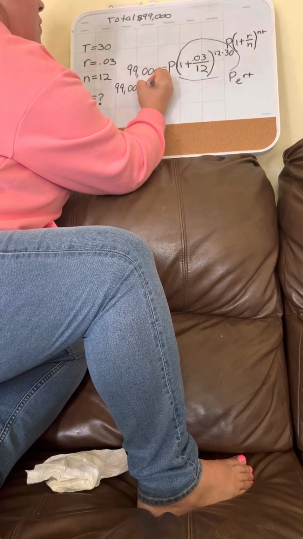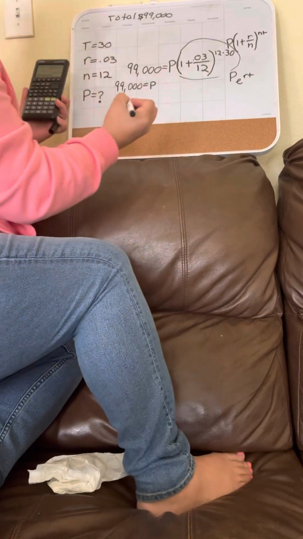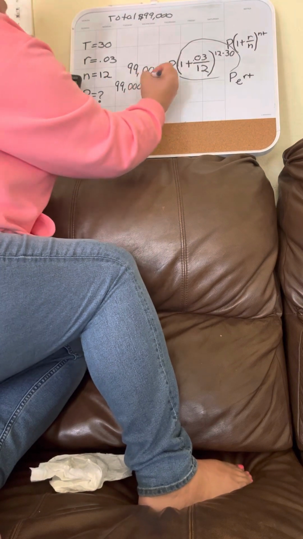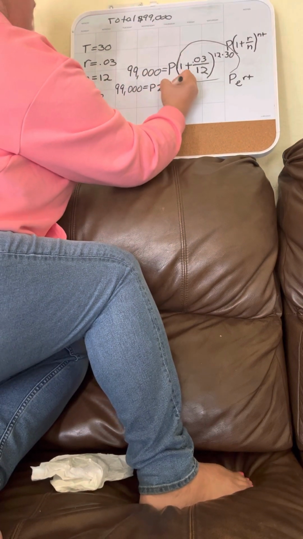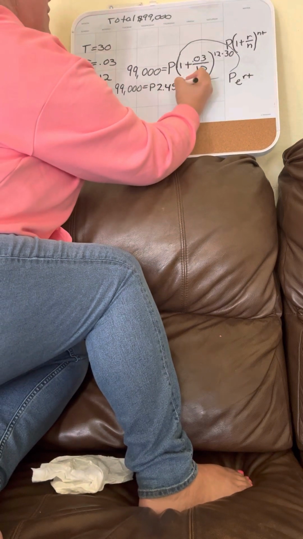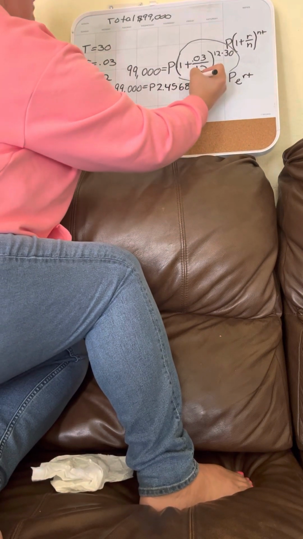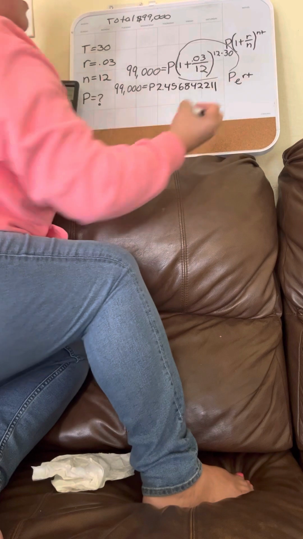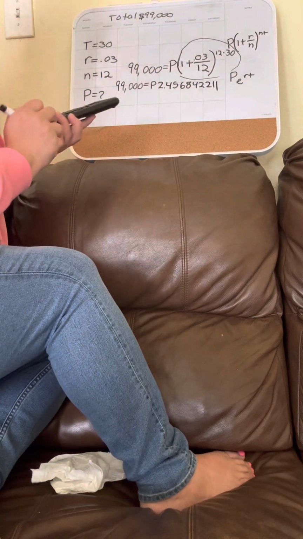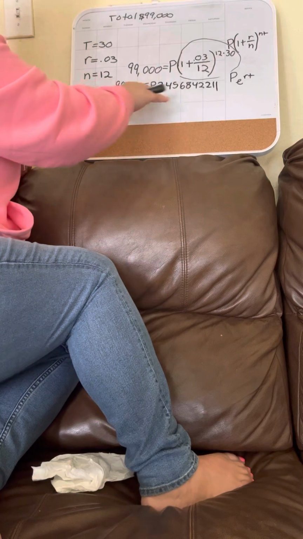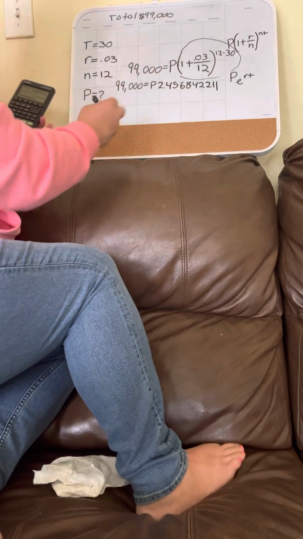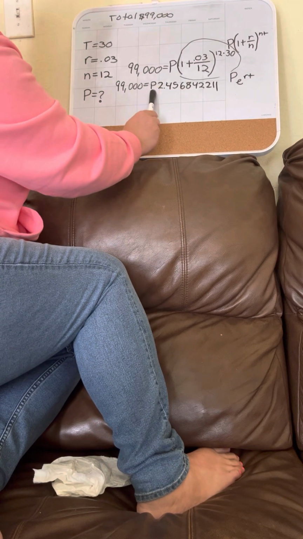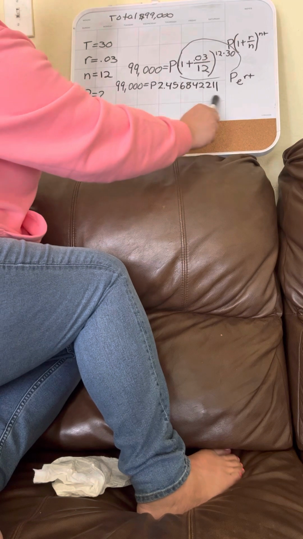So now I have 99,000 equals P, and then this calculated is 2.456842211. I'm going to be careful not to round anything just yet, as it would throw off the calculations as I finish solving this problem. So now we have 99,000 equal to P times 2.4 and the rest of this number.